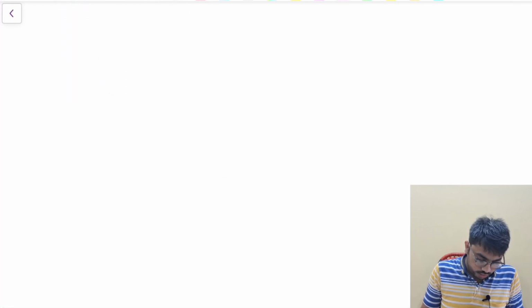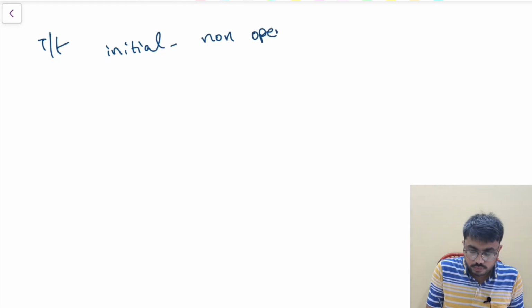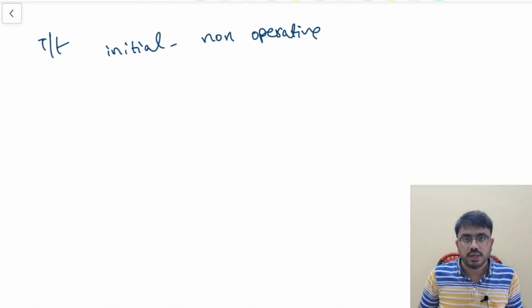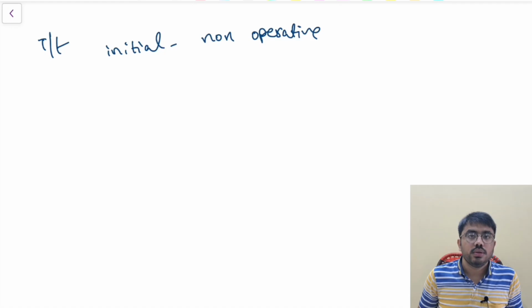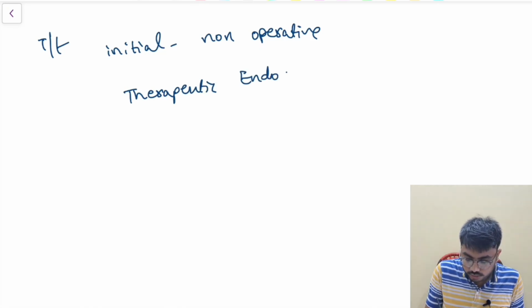Okay, now, how to treat a case of sigmoid volvulus? Initial treatment is always a non-operative one. Sir, you are telling no, I am not going to do operation. I am not going to do surgery. Then what I have to do? I have to do therapeutic endoscopic decompression. Write it down. Therapeutic endoscopic decompression. Very important treatment.